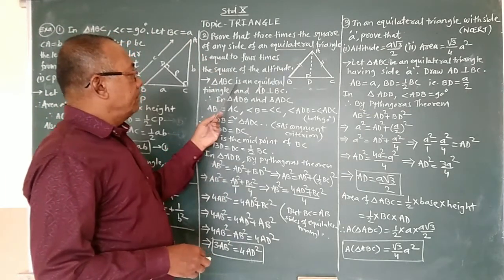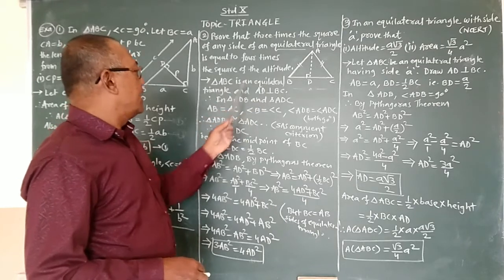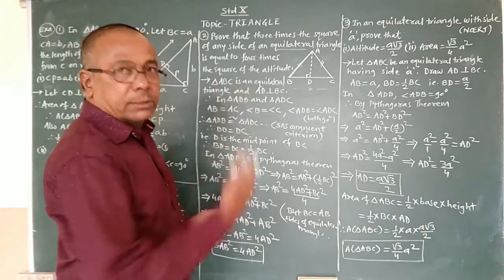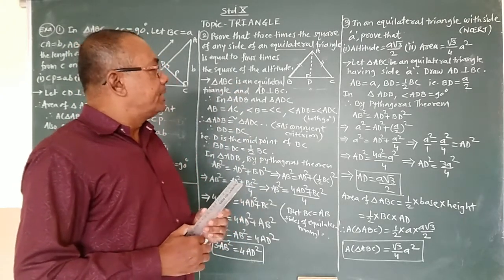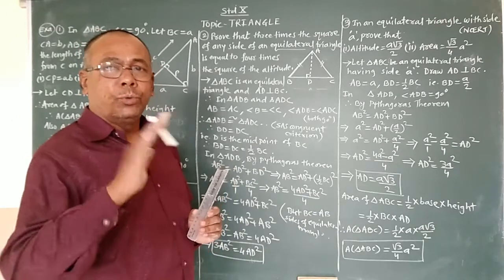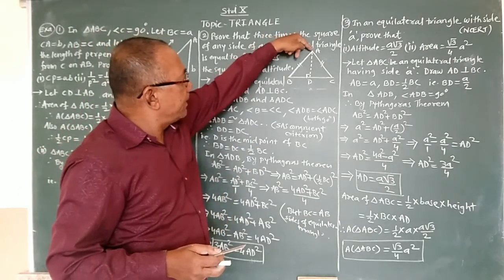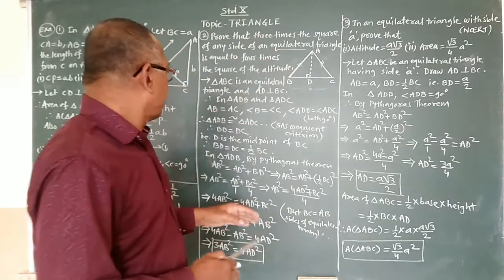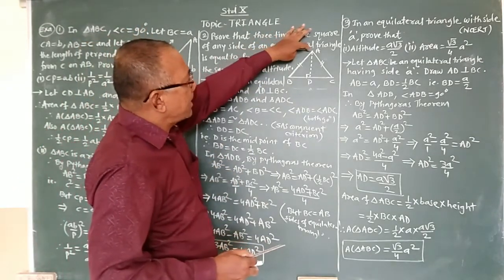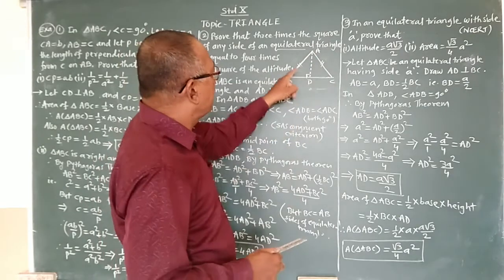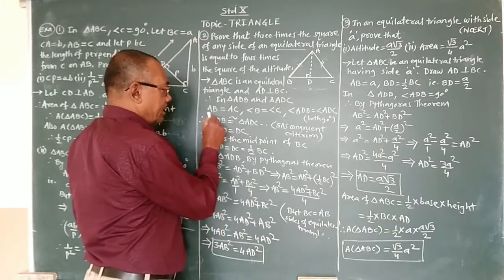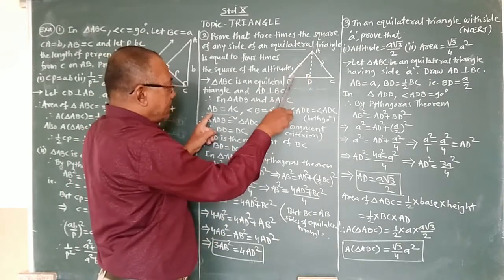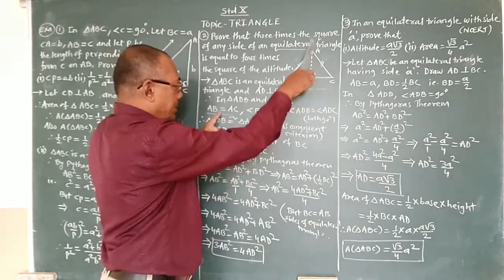Here, triangle ABC is an equilateral triangle and AD is perpendicular to BC. Now, due to this altitude, our original triangle ABC is divided into two triangles, that is triangle ADB and triangle ADC. Here we know that since triangle ABC is an equilateral triangle, AB equal to AC, means a side of triangle ADB is equal to a side of triangle ADC.